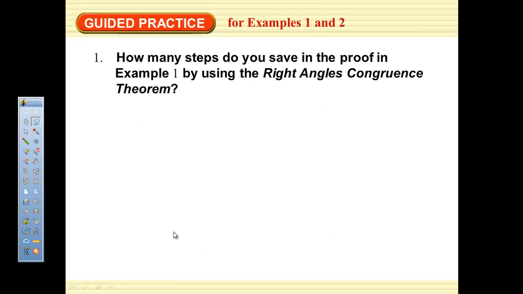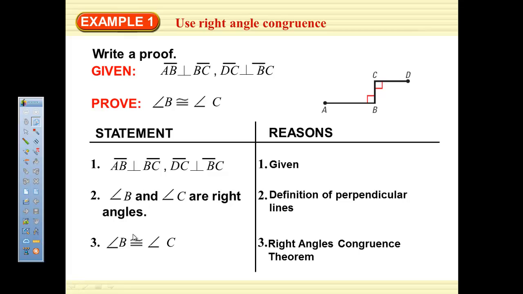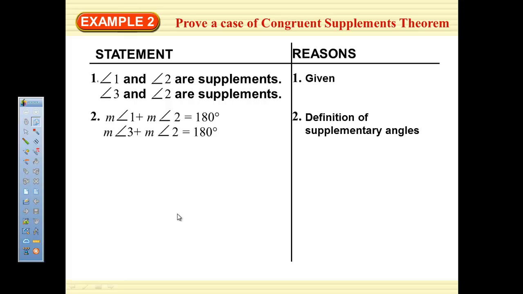Alright, it says how many steps did you save in the proof in example 1 by using the right angles congruence theorem. I already talked about that. If we had not had the right angles congruence theorem, we would have had to state that they're both equal to 90 because of the definition of right angles, and then we'd have to set them equal to each other by substitution, and then finally we would get to this step. So we're actually skipping 2 steps because we have that right angles congruence theorem.